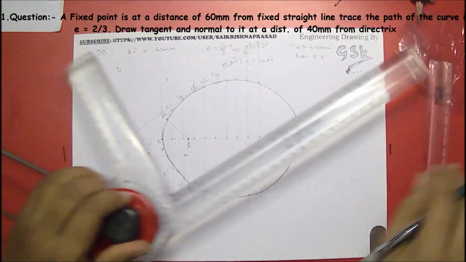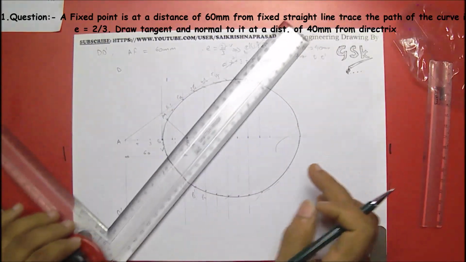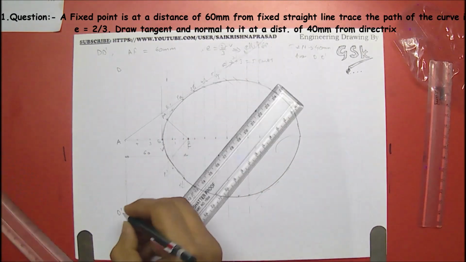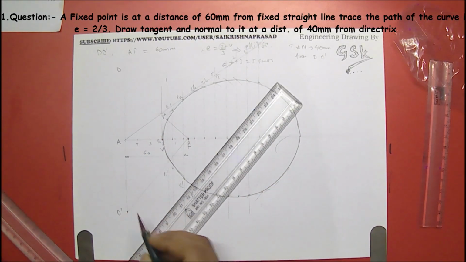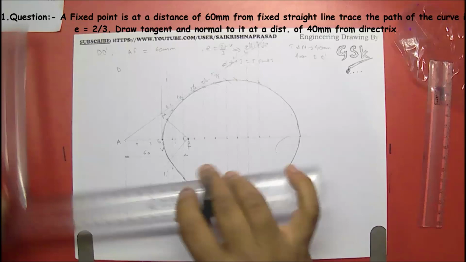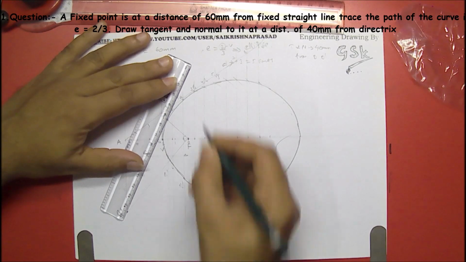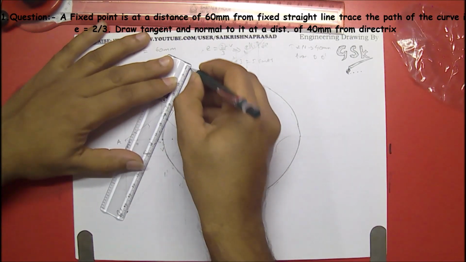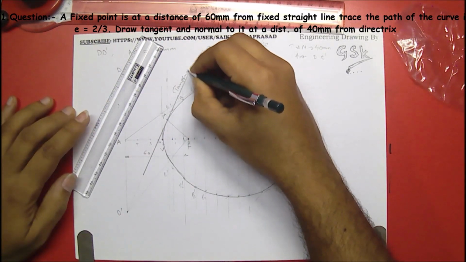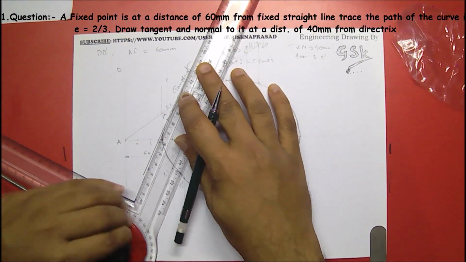From the focus, taking this line on one scale, you have to draw the perpendicular line to another one from F to D dash. This is the point where it is touching the directrix. This is 90 degrees over here. Now you have to draw the line from this point to this point. So this would become the tangent, and perpendicular to the tangent you will get the normal.